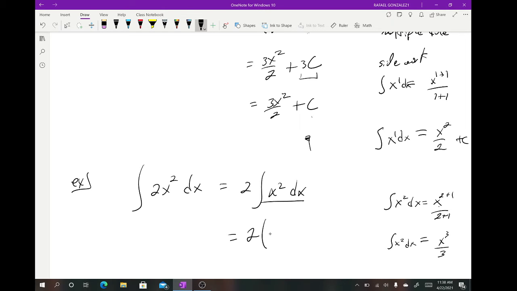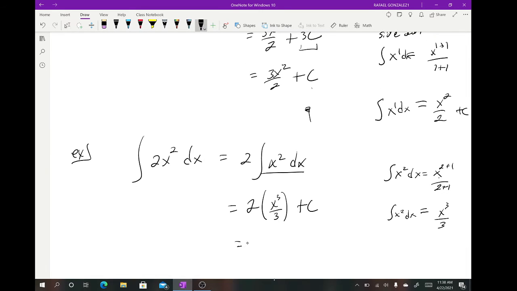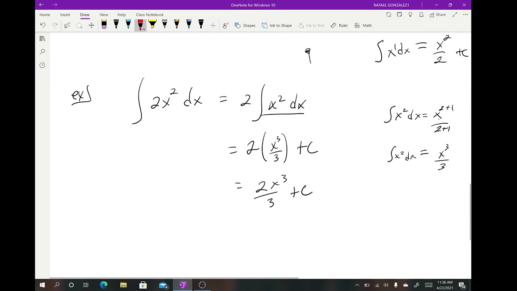Notice that now I'm going to write 2 times x cubed divided by 3 plus c. I'm going to put the plus c on the outside instead of the inside. And now I just multiply, so I get that the solution of this is 2x cubed over 3 plus c. How can you make sure that your answer is correct? How do you check your solution? So let's check.